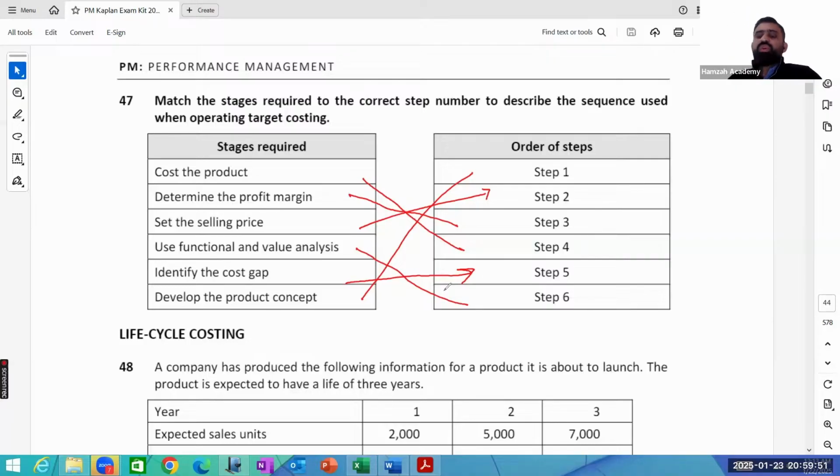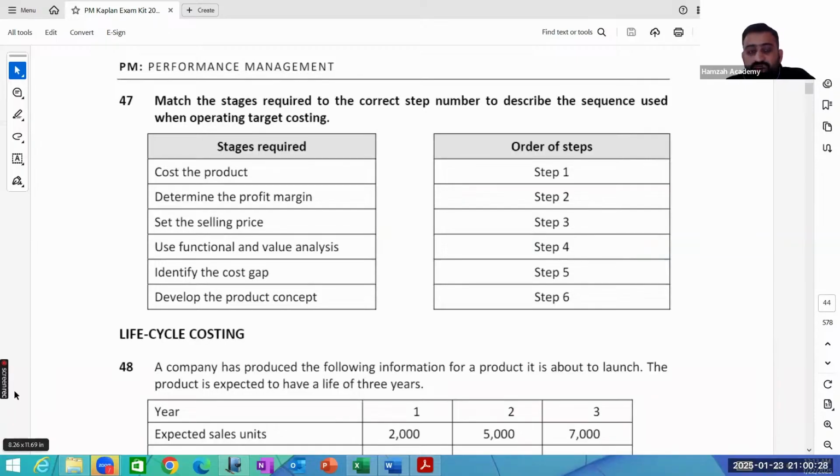What is functional analysis? What is value analysis? What is activity analysis? We will discuss in the next class when we study the theory of target costing as well. Today we basically discussed target costing with respect to calculation, that is, in a numerical way, how we can understand the target cost and cost gap. So we have completed the target cost. We will discuss a little bit more in the next class and other topics as well.